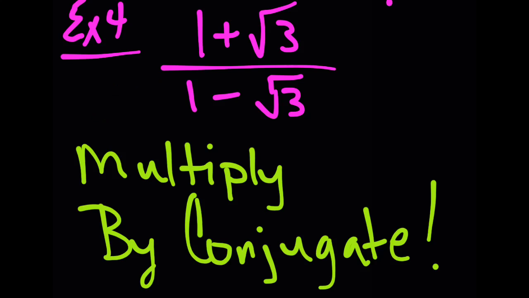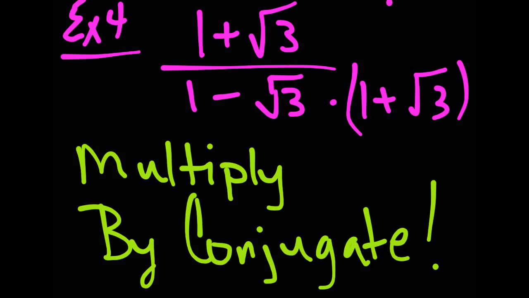So since I can't just multiply by one thing and get rid of the square root, I have to multiply the top and the bottom by the conjugate of the bottom. So what's the conjugate of the bottom? 1 plus radical 3. So I've got to multiply by that on the bottom and on the top.